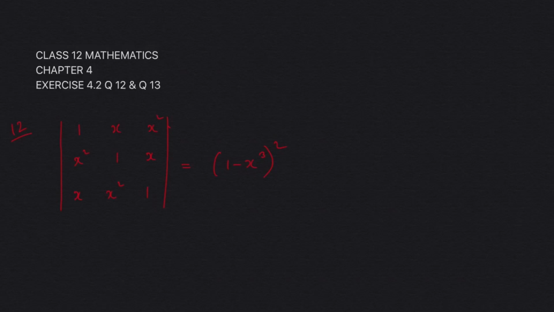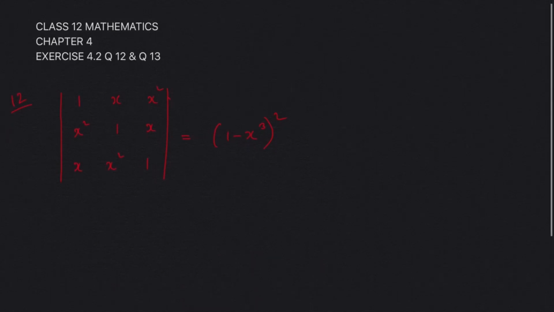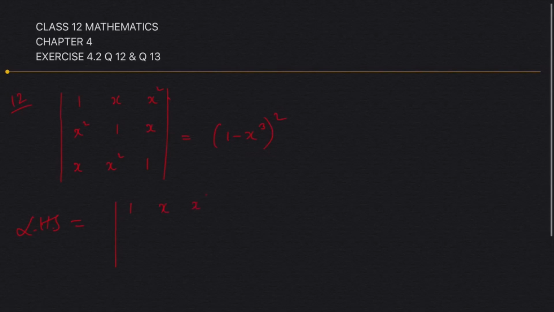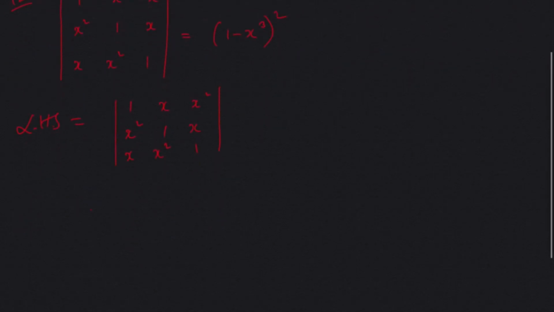So let's see with this question number 12. Using properties of determinants, you have to prove this statement. We can always take a moment to look at the proof, because in the proof you will see 1 minus x cubed whole square. That is similar to a formula. Let's see 1 minus x cubed.